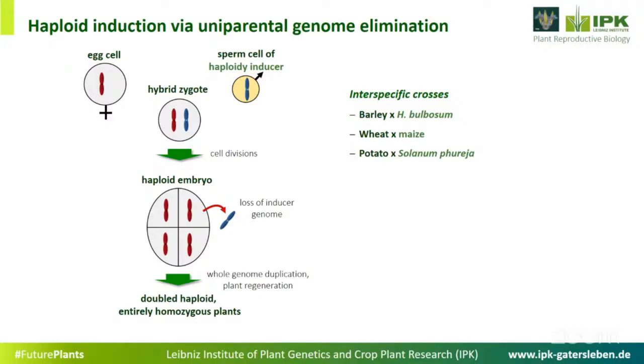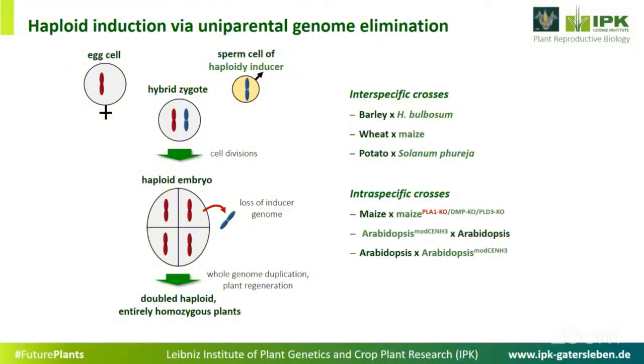Those examples here are well known. If you cross barley with its wild relative, Hordeum bulbosum, you will see this effect in a couple of events. When you pollinate wheat with maize, you will see this principle. And there are several other, maybe not so well-known examples. One of them is that it also works with potato when you use a certain wild species as a pollinator. But there's the other group of intraspecific crosses. So pollinators of the same species with a certain genetic constitution are also capable of serving as those haploid inducers.